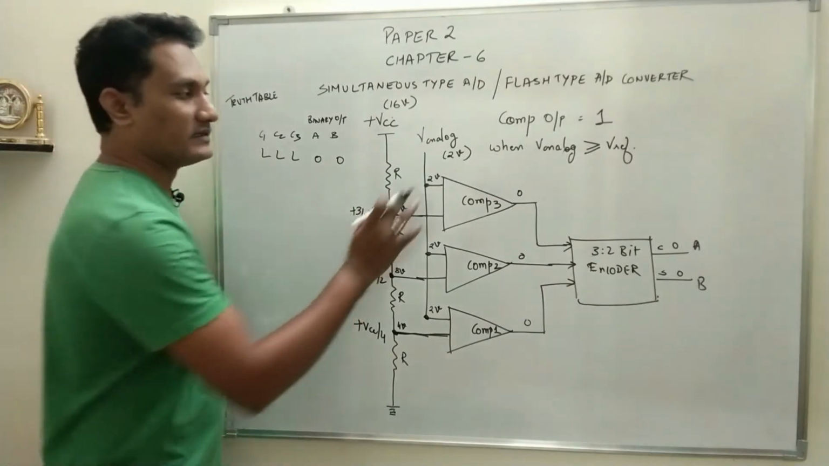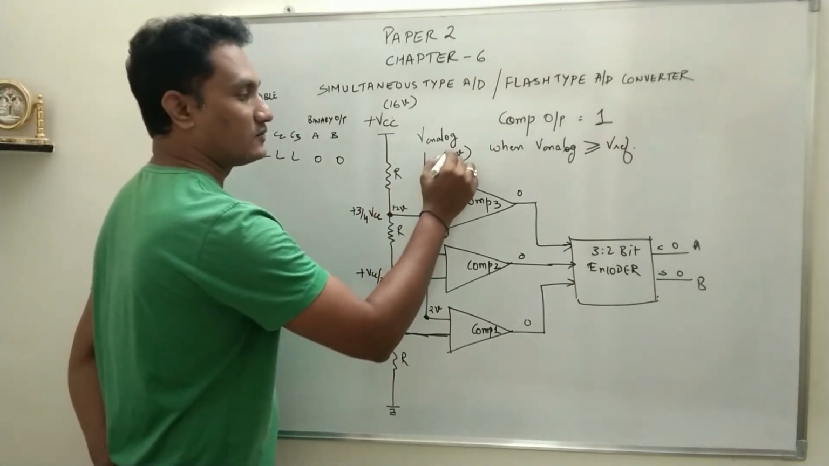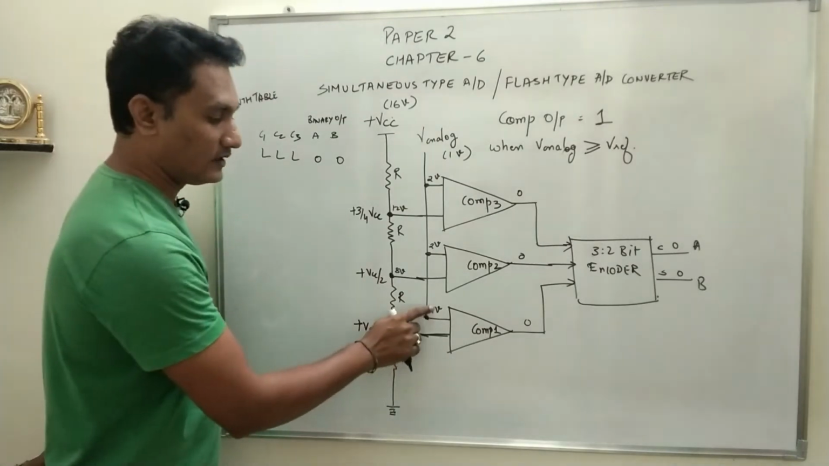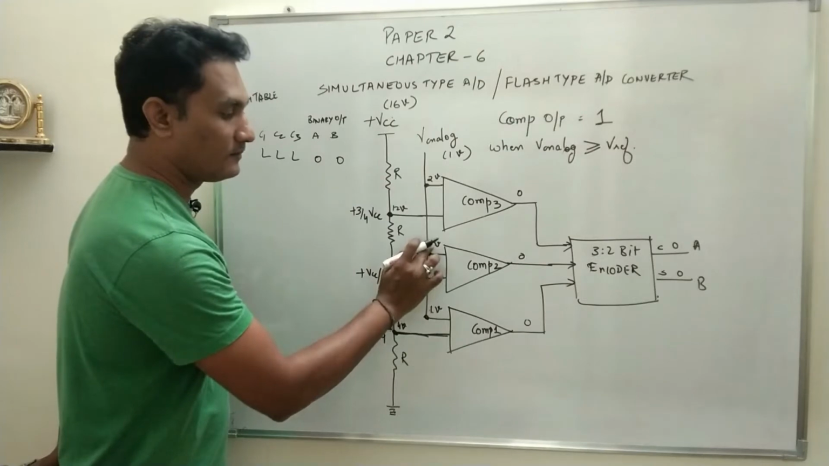Let us take one more example. Suppose I change this value to 1 volt, what happens? Still 1 volt, here all the inputs will be 1 volt.